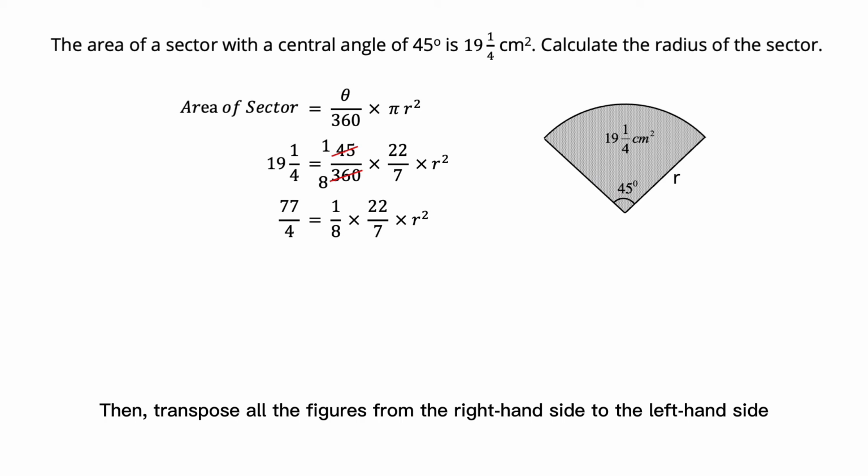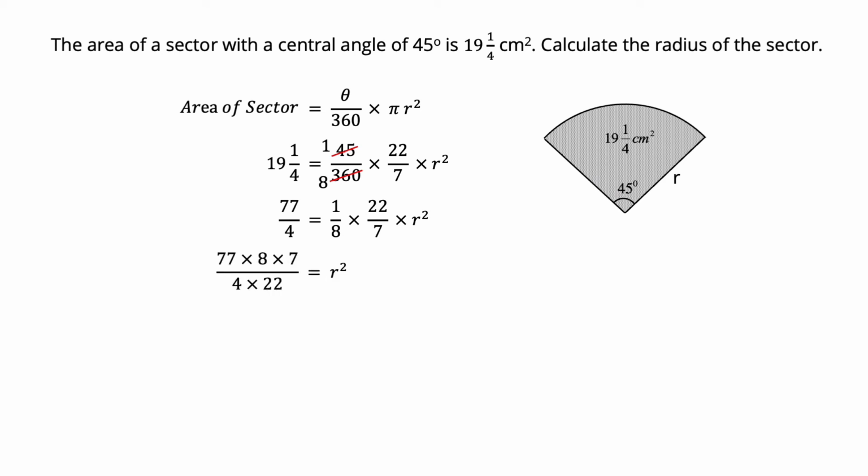Then, transpose all the figures from the right hand side to the left hand side. We have r squared equals 77 times 8 times 7 divided by 4 times 22. 77 divided by 11 gets 7. 22 divided by 11 gets 2. 4 times 2 equals 8. Reduce with the 8 at the numerator. Lastly, we found that r squared equals 49. Square root of both sides. Square root of 49, the radius is 7 cm.